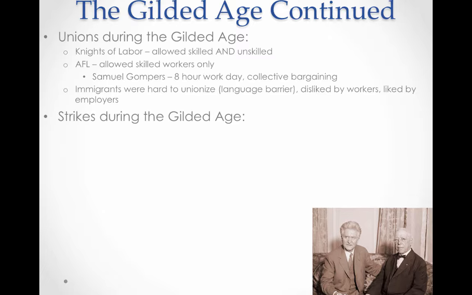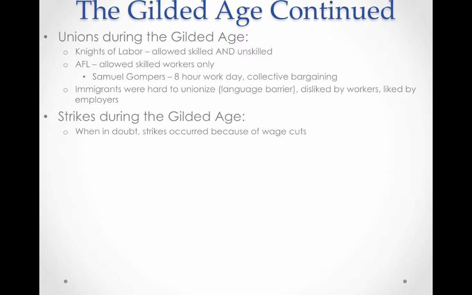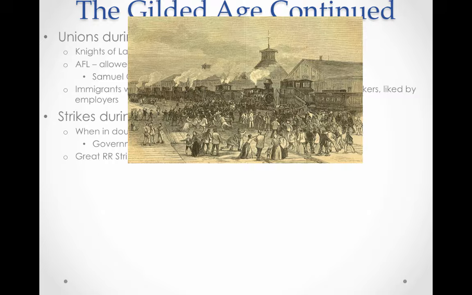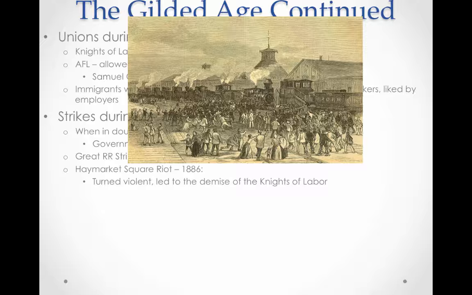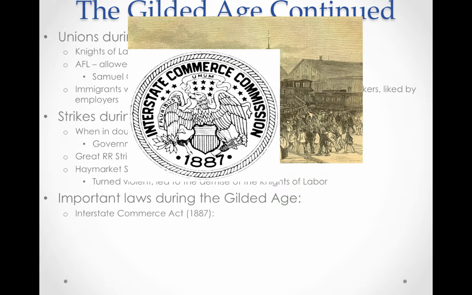All right, strikes during the Gilded Age. If you ever see a strike, chances are it occurred because of wage cuts, and the government almost always will side with owners. They will send in the military to end the strike. So we have the Great Railroad Strike of 1877, the Homestead Strike of 1892, and the Pullman Strike of 1894. The Haymarket Square Riot of 1886 turned violent, and this led to the demise of the Knights of Labor. And we see the AFL really becomes the main union in this country.